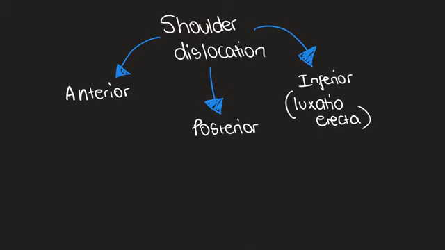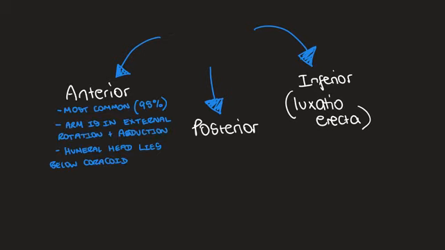There are three types of shoulder dislocation: anterior, posterior, and least commonly inferior, also known as luxatio erecta. Anterior shoulder dislocations are by far the most common type. The arm is in external rotation and there's forceful abduction. On an AP film, you'll see the humeral head lies below the coracoid, medial and inferior to the glenoid.